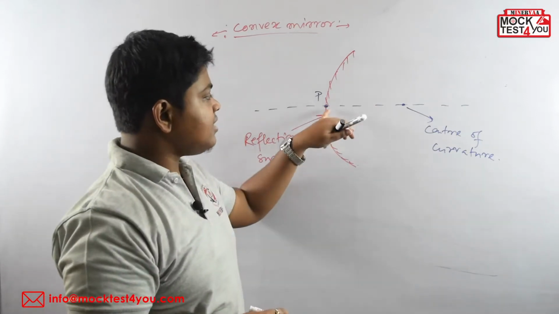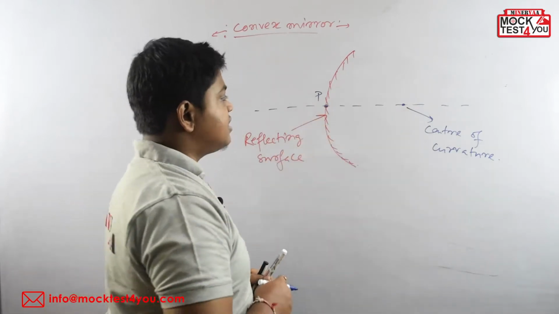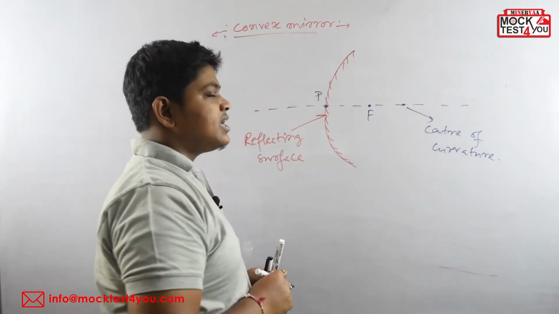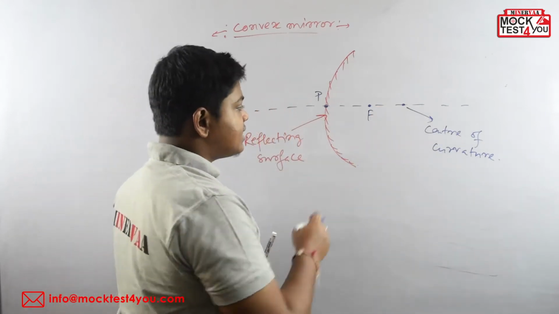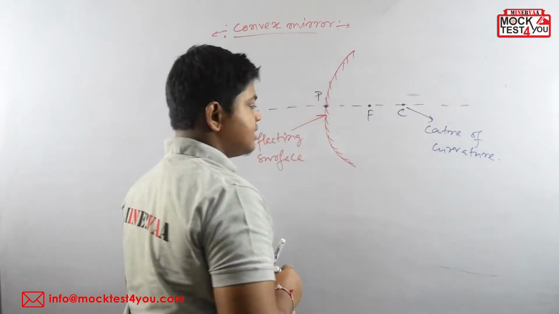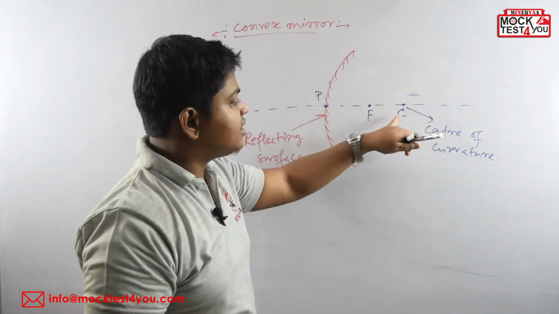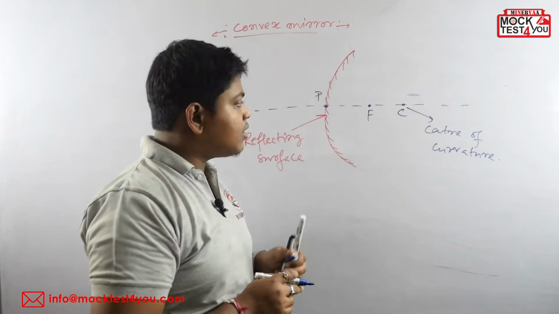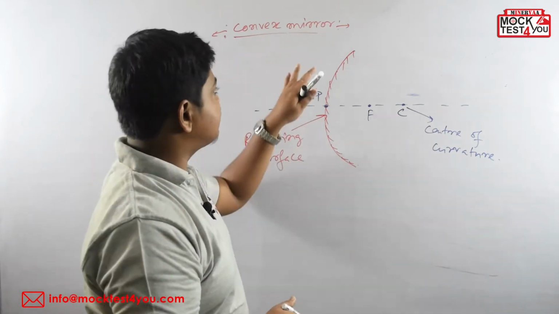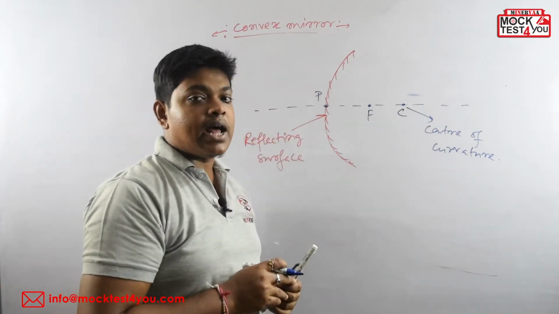And in this case the midpoint of the pole and the center of curvature is known as the focus. It is represented by F, right? And the center of curvature you can represent by C. Now why are we saying that the midpoint of the pole and the center of curvature will be the focus? Because I will do the analysis for the convex mirror at first, then I will tell you the reason for the concave mirror as well.